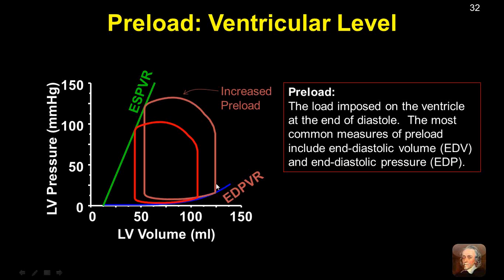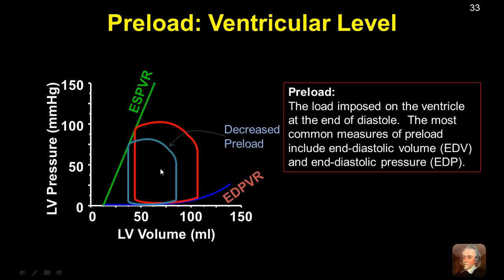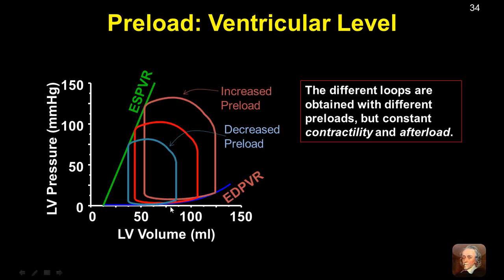So this is what you see with an increase in preload, and this is what you see with a decrease in preload. For example, if you have a hemorrhage situation where you lose fluid, your starting volume is decreased, and your force generation, your pressure generation, and your stroke volume, your cardiac output, are decreased due to a decrease in the preload. Note that, again, the loops exist within the boundaries defined by the diastolic and the systolic pressure-volume relationships.